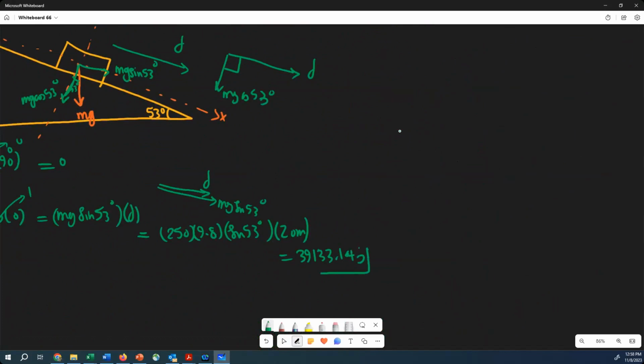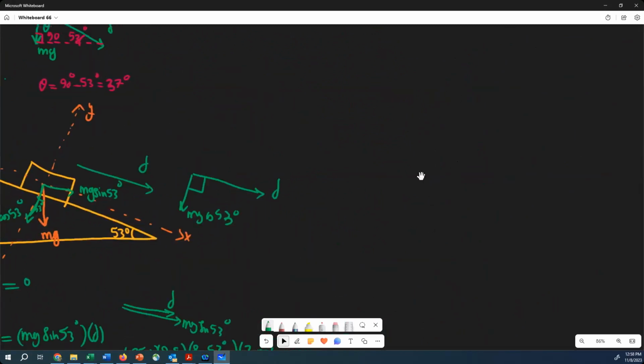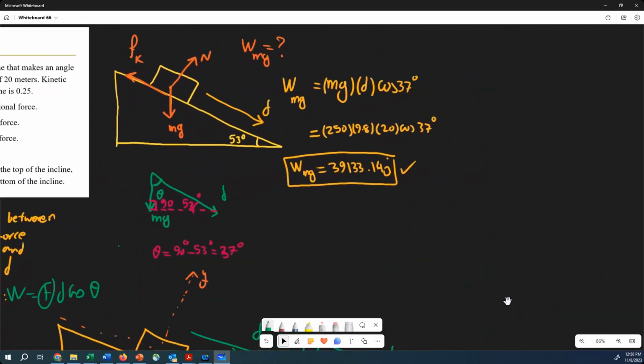So you are able to use the two ways to calculate, whichever you feel comfortable with. You can find the component of the mg, or just use mg and d and find the angle. Good. So this was part A with two methods. Now back to this problem.